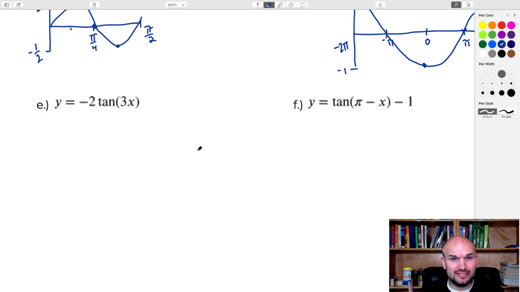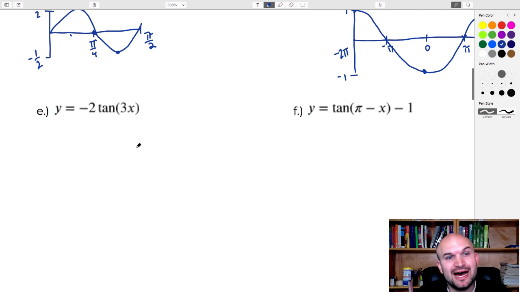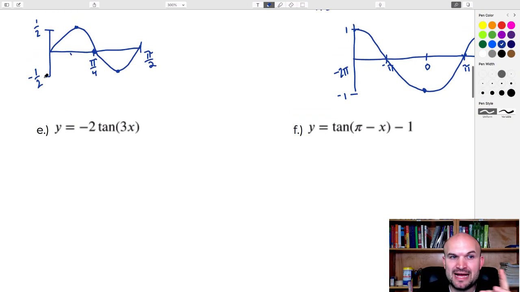So tangent is not completely different, but it is different than sine and cosine. It doesn't look anything like it. It's a discontinuous function. It's not continuous. It does still repeat just like sine and cosine, and it is a little bit shorter to repeat itself. The period is pi instead of 2 pi. And also there's no amplitude, because remember the definition of amplitude is half the distance from the max to the min.